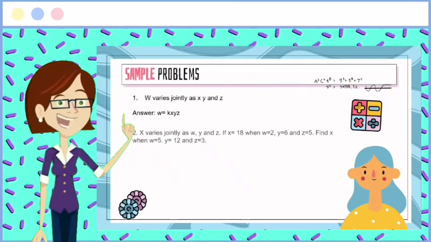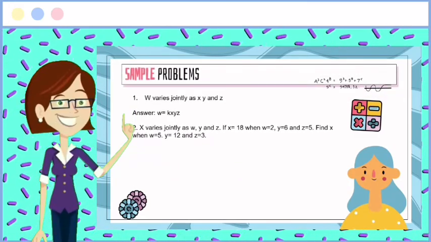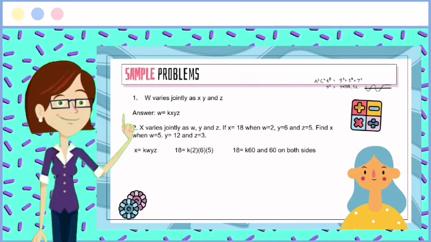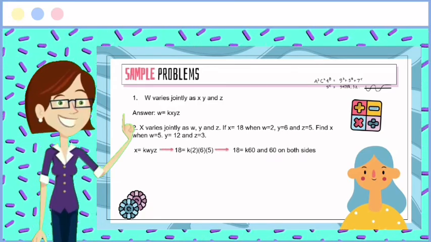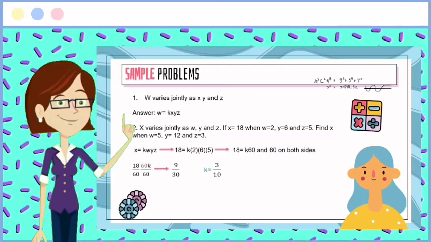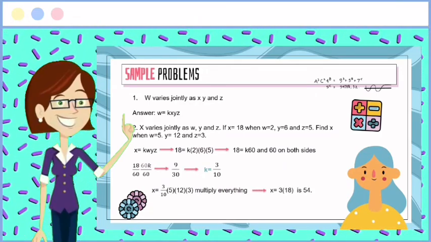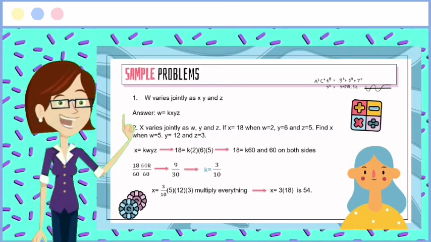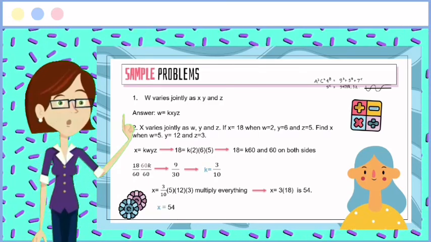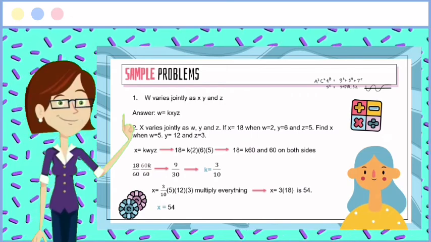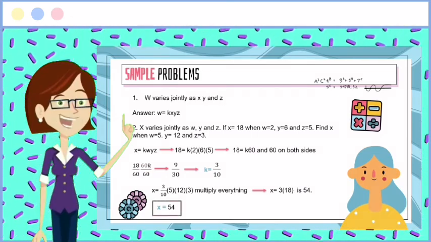w varies jointly as x, y, and z. So our answer will be w is equal to constant of variation times x, y, and z. So first we have to translate the problem, so it will be x is equal to constant of variation multiplied by w, y, and z.